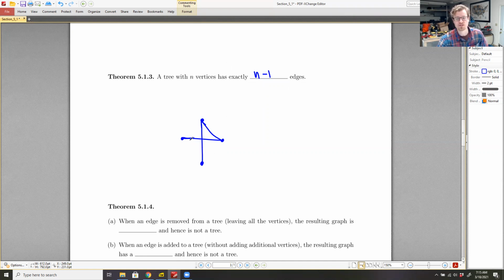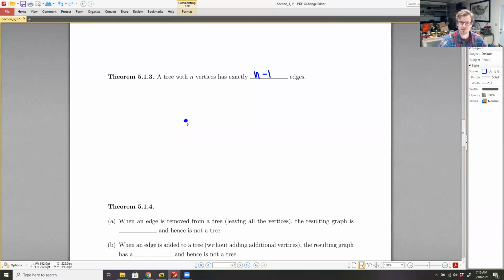Is this a proof? Is this an actual justification? No, in this case, we're just simply looking at a few examples of how it is in fact true. If I were to add another vertex here, I'd have to add another edge. So what we can do is we can actually observe using induction on the number of edges.